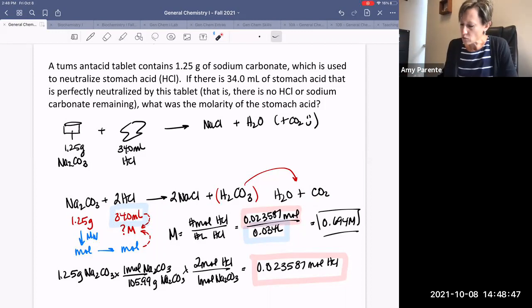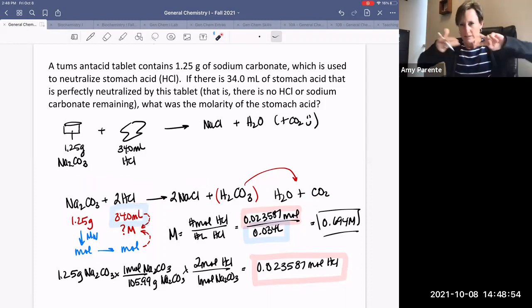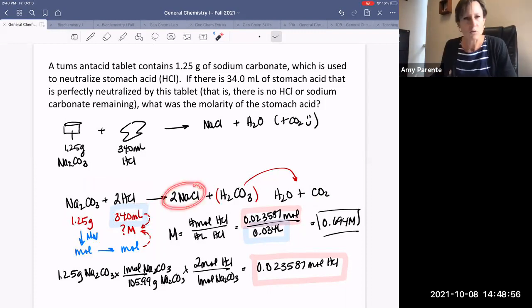But we do want to know that when we have this sodium carbonate reacting with stomach acid, if we do our double displacement, you're going to get sodium with a new partner as chloride, and then the carbonate gets a new partner with 2 H pluses. But we have to remember when we've got carbonates, they are going to make water and carbon dioxide.